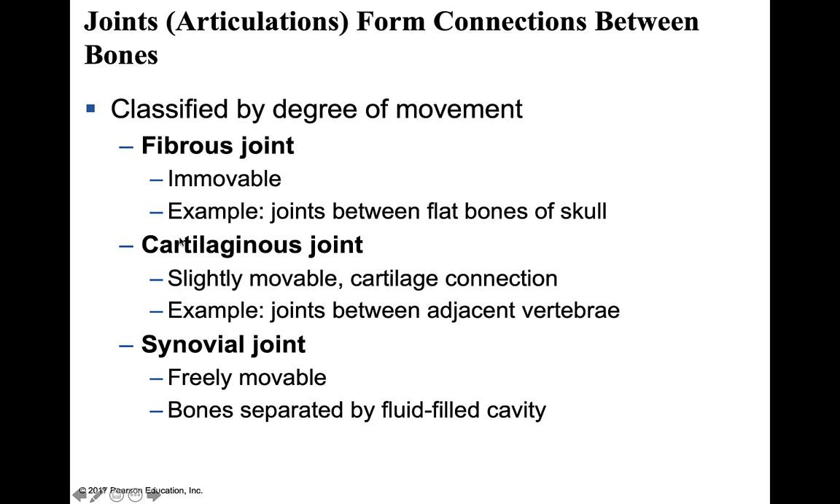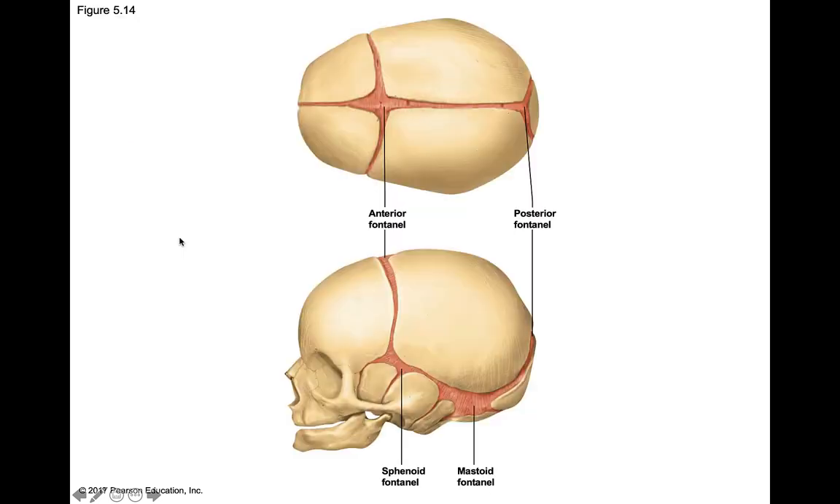Then we have synovial joints. This is what we typically think of when we hear of a joint. We think about our ankle, our shoulder, our hip. Now, these are bones that are actually separated by a fluid-filled cavity, and they're freely movable.